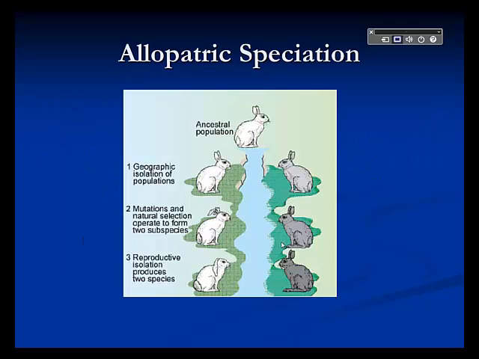So here's just an example. We have a common ancestor here, and what happens is they get geographically isolated. There's mutations that occur, and what you see over time is the differences between them. So again, they were one common ancestor. Differences have come up, and since they're no longer able to intermate, those differences are a lot more drastic because there's no sharing of that genetic information.